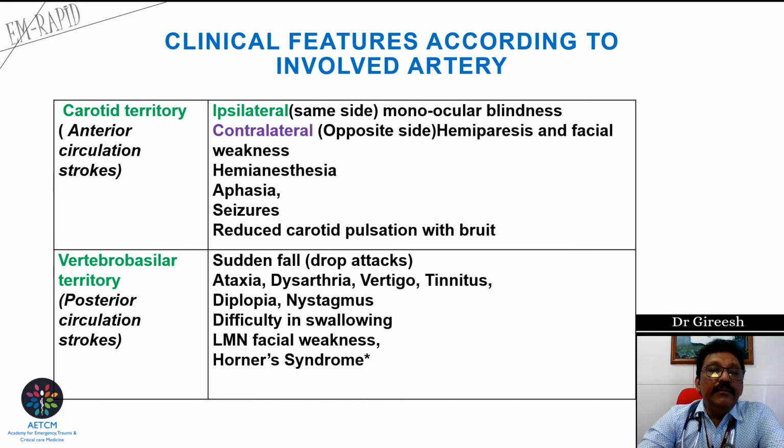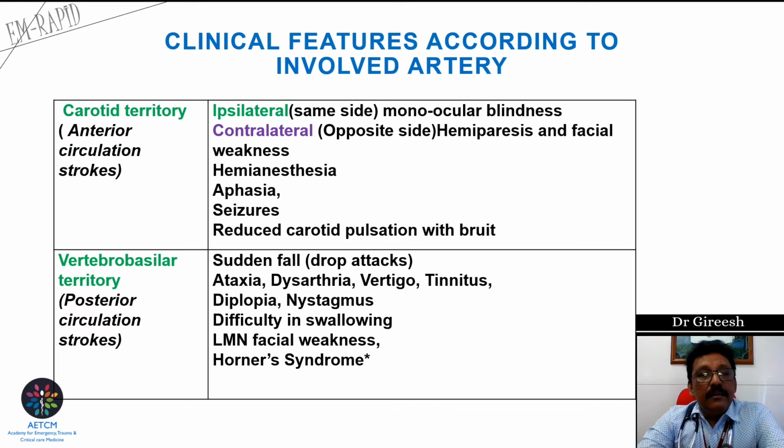Now we can see the clinical features according to the territory. Carotid artery: ipsilateral monocular blindness, contralateral hemiparesis and facial weakness, hemianesthesia, aphasia, seizures, reduced carotid pulsation with bruit. Vertebrobasilar territory, posterior circulation: sudden drop attacks. That is a common finding, and the patient can have ataxia, dysarthria, vertigo, tinnitus, diplopia, and nystagmus. So posterior circulation findings are predominant in vertebrobasilar artery disease, and carotid artery anterior circulation features are common.